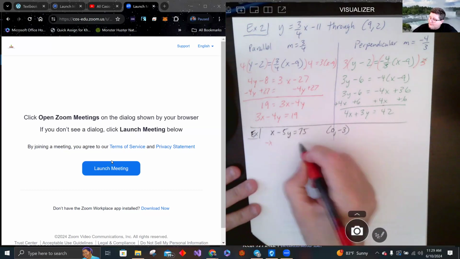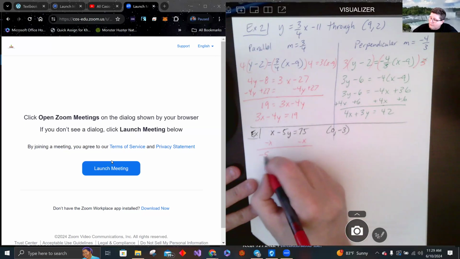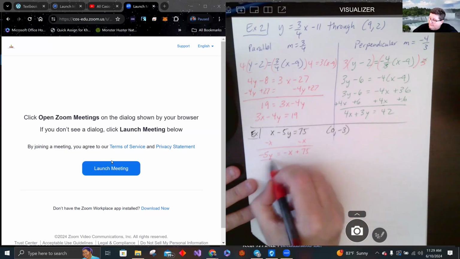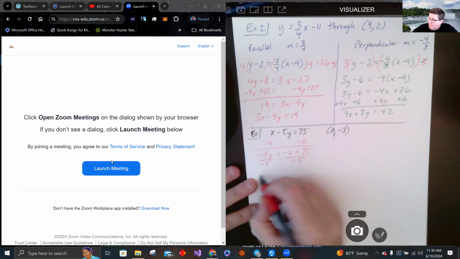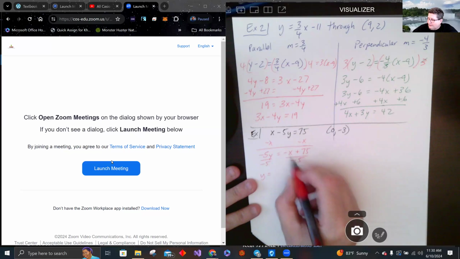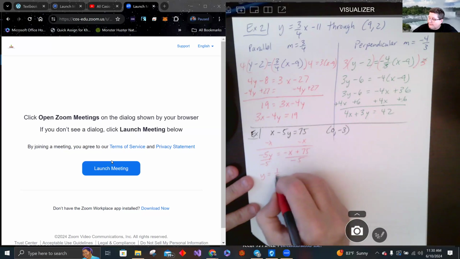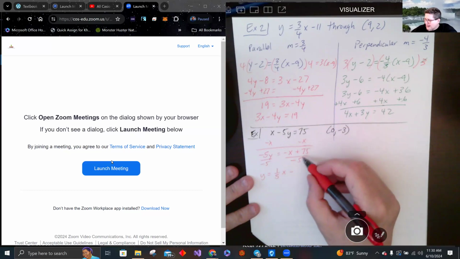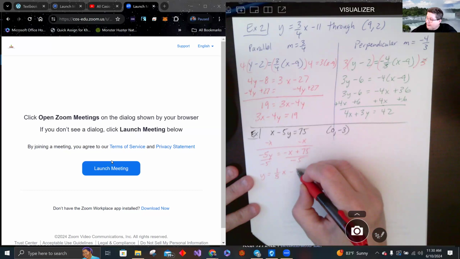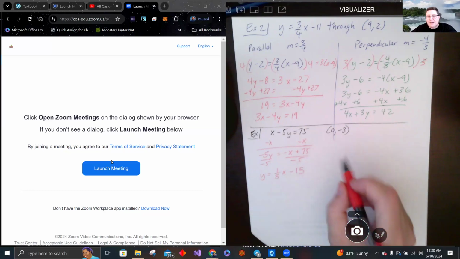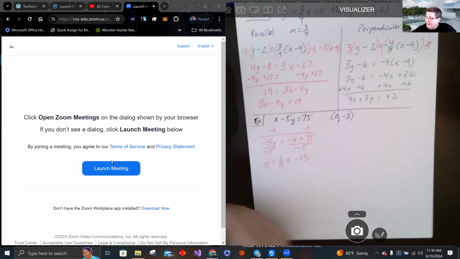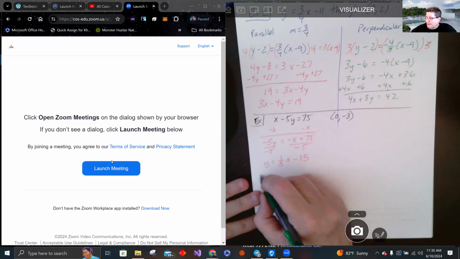I will subtract x from both sides. I get negative 5y equals negative x plus 75. I divide by negative 5 on everything. Y equals, this is negative 1 over negative 5, which is positive 1/5. And 75 divided by negative 5 actually doesn't matter at this point, but it is negative 15. When I say it doesn't matter, it's because we're just looking for the slope that is parallel and perpendicular. Now that we have it, parallel will be 1/5.